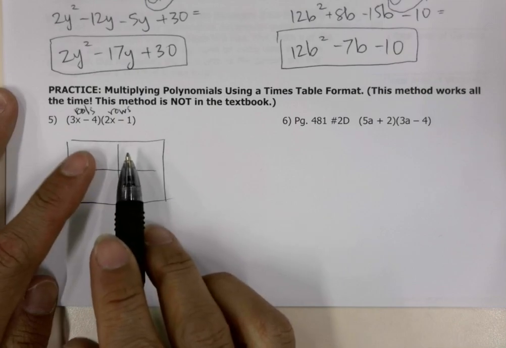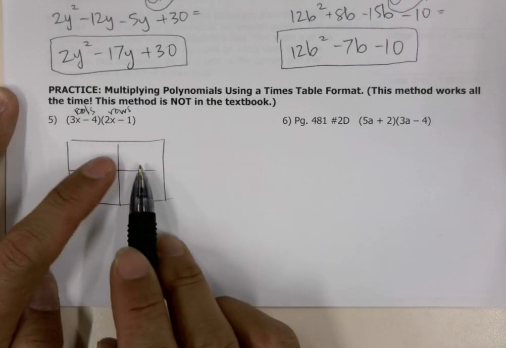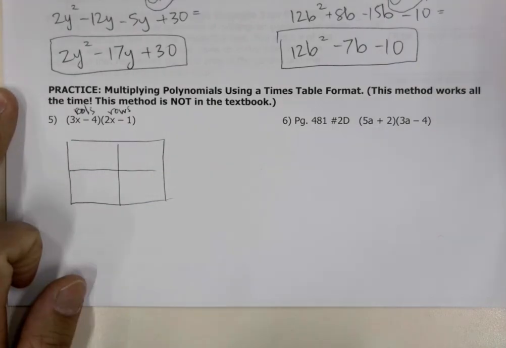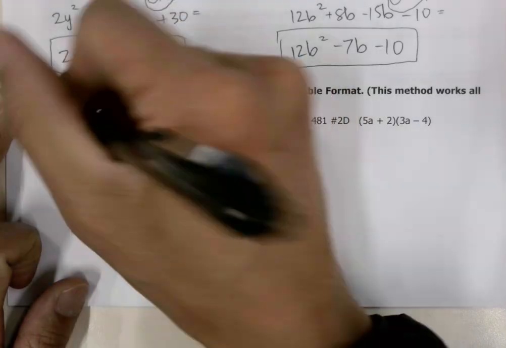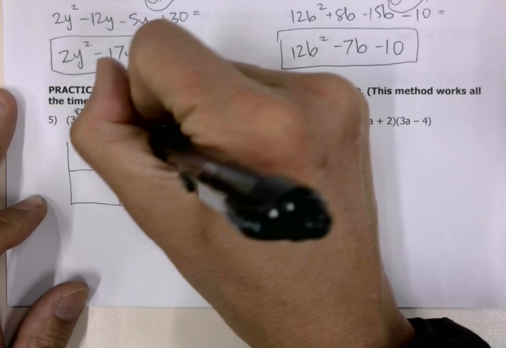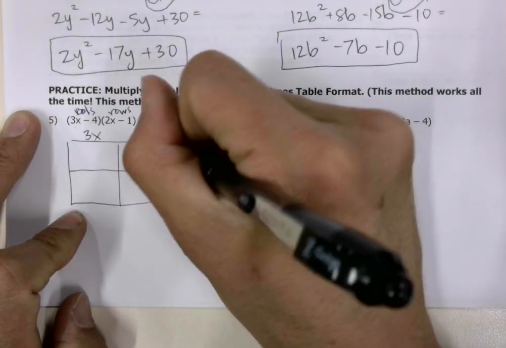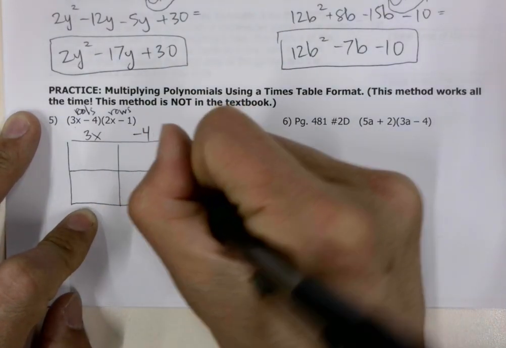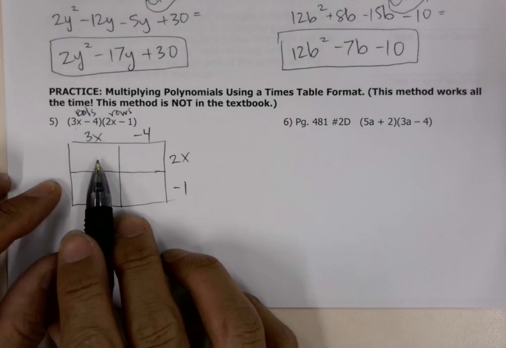We have two columns because we have two terms in our first polynomial, and we have two rows because we have two terms in our second polynomial. So we're going to put the first term in the first polynomial right here, the second term in the first polynomial right here, the first term in the second polynomial right here, and then the second term in the second polynomial right there.